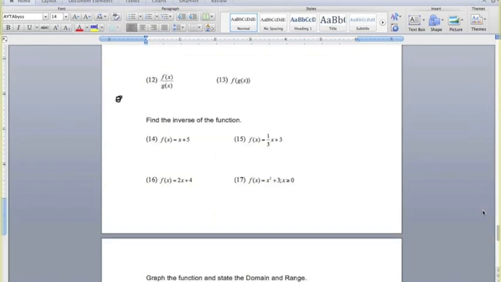The next problems that I want to look at are a couple of these inverse problems. I'm going to look at number 15, just as it appears on your sheet. To find an inverse of a function, we have 2 steps. First step is switch the x and y. Remember, f of x means y. So we're going to change that into an x and change the x into a y. Then our second step is get the y alone again.